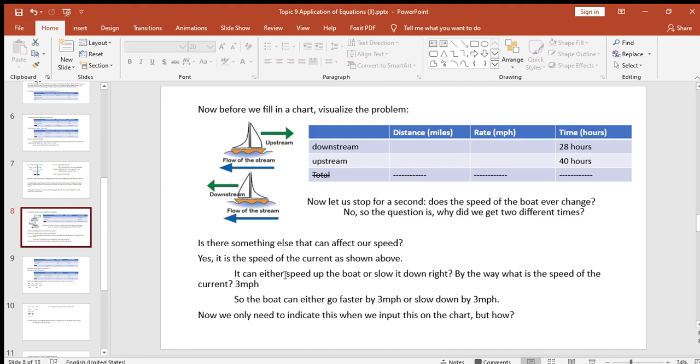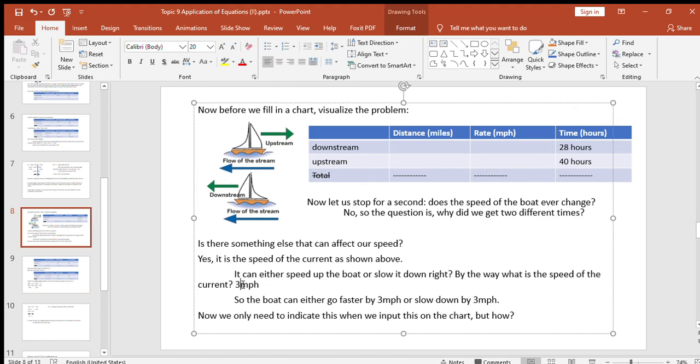So you can either speed it up when you're going downstream, or you can slow it down when you're going upstream. And what's the speed of the current of the stream? Three miles per hour. So that means the boat can either go faster by 3 miles per hour, or it can go slower by 3 miles per hour. Okay, you guys see it? Because the flow of the stream is helping downstream, the boat is getting faster.